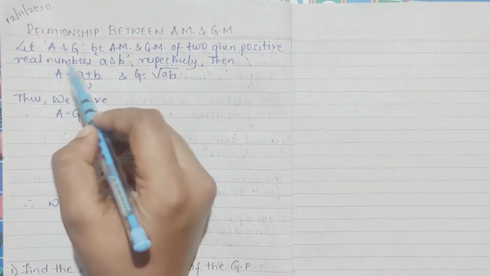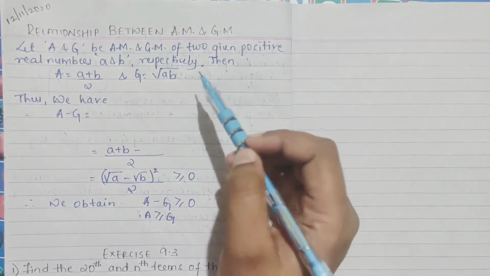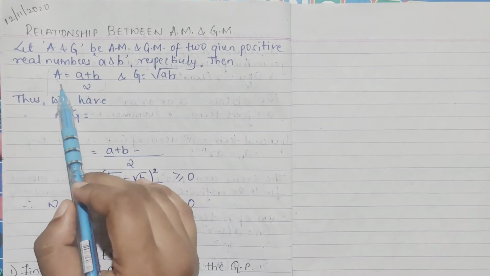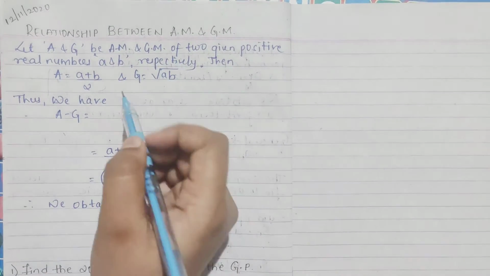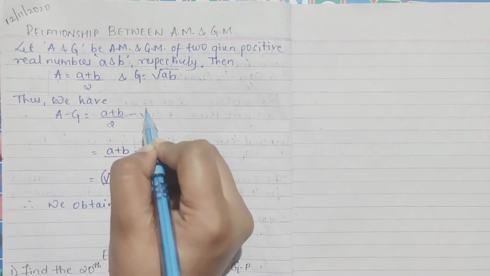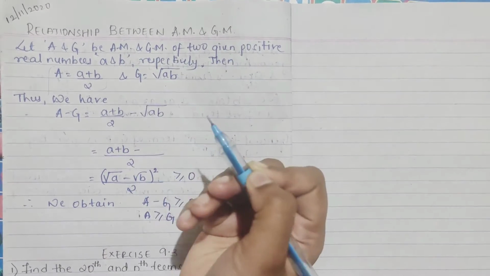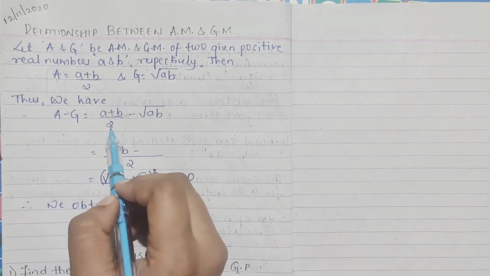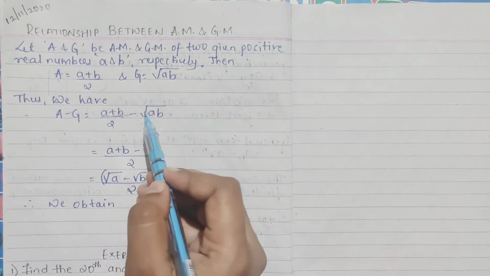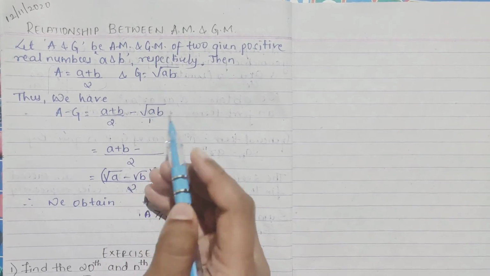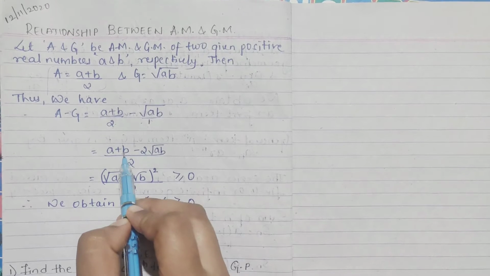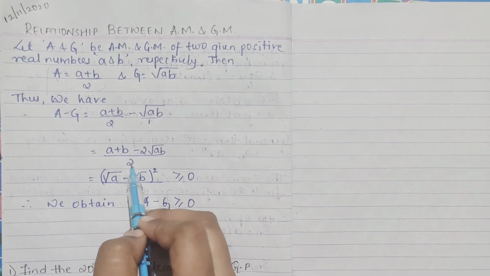Then A, the arithmetic mean, is given by (a plus b) by 2, and G is given by root of ab. Next, you have to find A minus G. What is A? (a plus b) divided by 2 minus root of ab. Next, you can take the LCM, so 2 is the LCM. a plus b, here it is 1, and multiplying 2 with root ab, you get (a plus b minus 2 root ab) divided by 2.